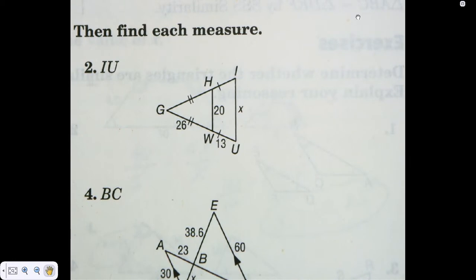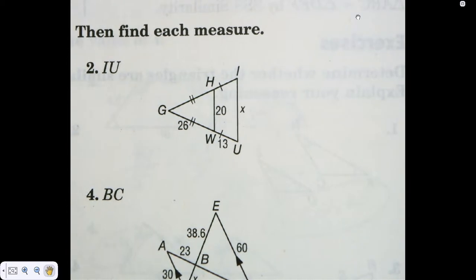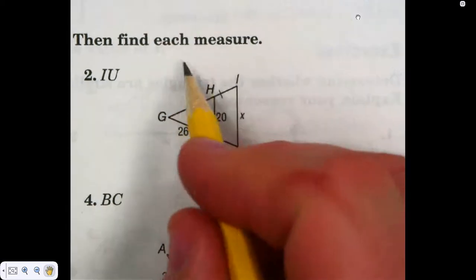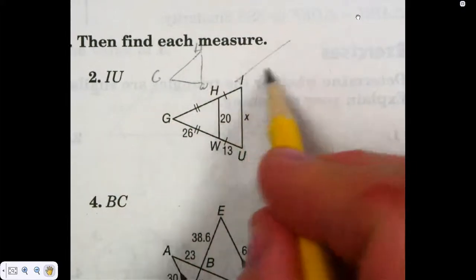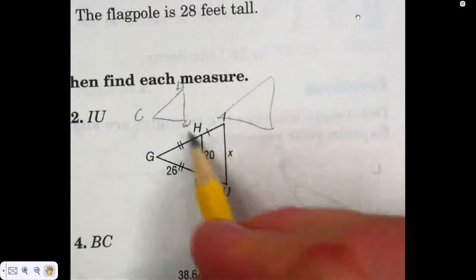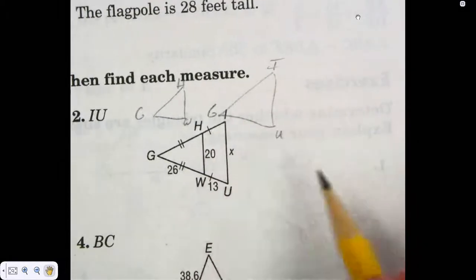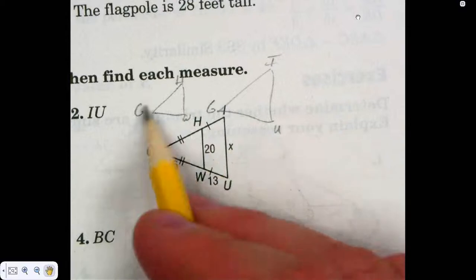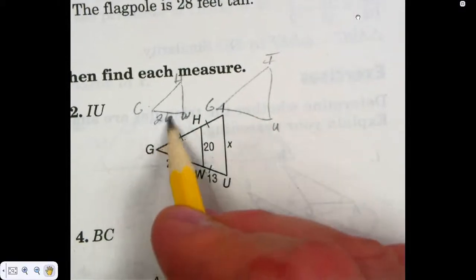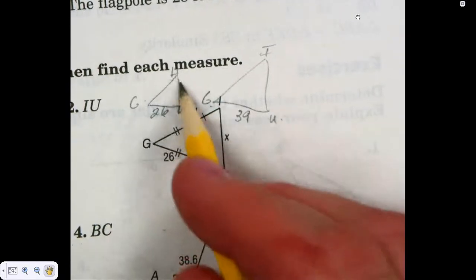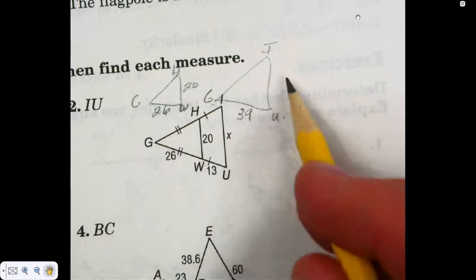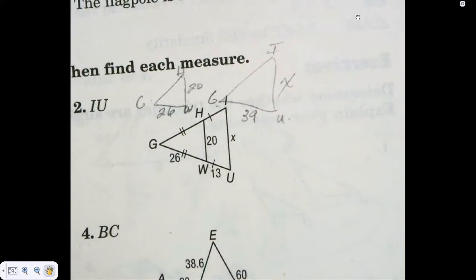Looking at this right here, everyone makes a mistake here. There are 2 triangles there, and yes, they are similar. Oh, I see the 2 triangles now. The 2 triangles are G, H, W, and then the big one, G, I, U. What is the length of GW? What is the length of GU? 39. What is the length of HW? 20. What is the length of IU? Now is it a little bit easier to see?